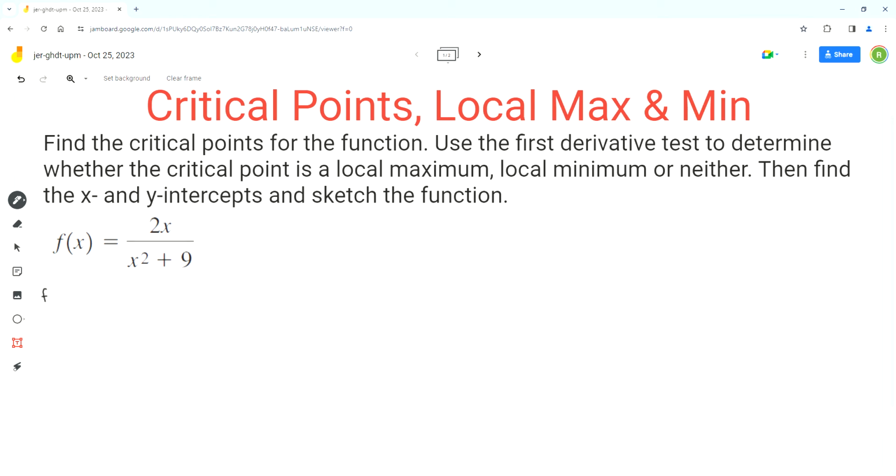So f prime of x. As per the quotient rule, we start with the derivative of the numerator. The derivative of 2x is just 2, times the denominator x squared plus 9, minus the numerator 2x times the derivative of the denominator. The derivative of x squared is 2x as per the power rule, and the derivative of 9 is 0 because 9 is a constant, divided by the square of the denominator.